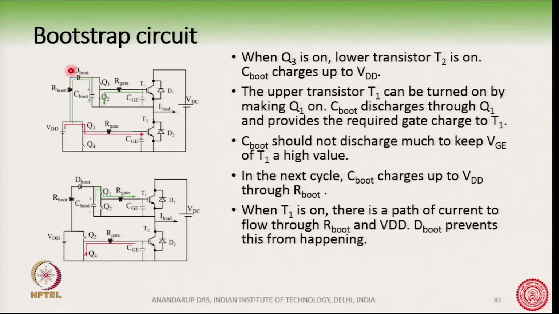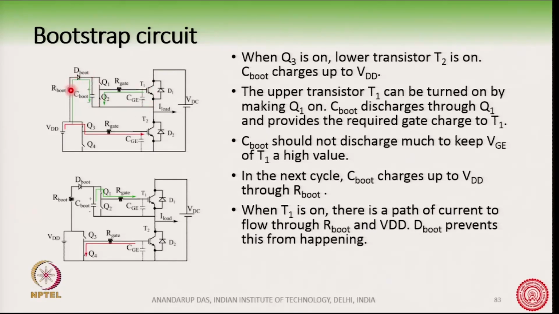Why will you use a D boot here? What is the function of the D boot, or the diode? Note that when T1 is on, there can be a current flow from this DC bus through T1 through this C boot. Suppose there is no diode here, so the current will flow through here and complete the path like that.